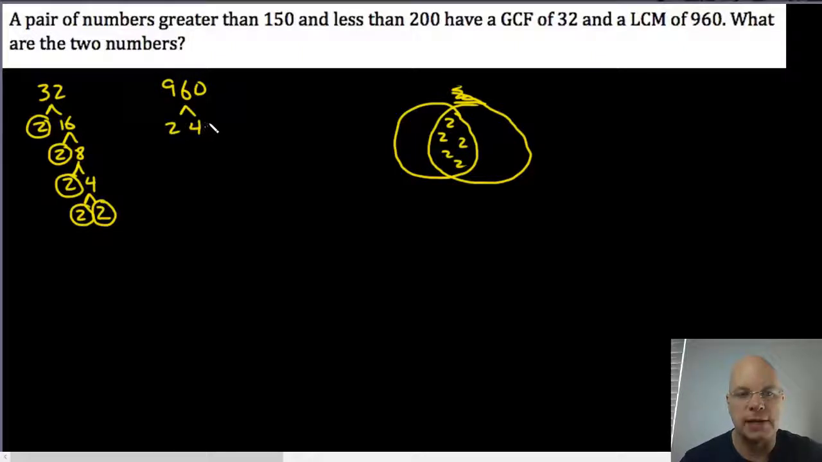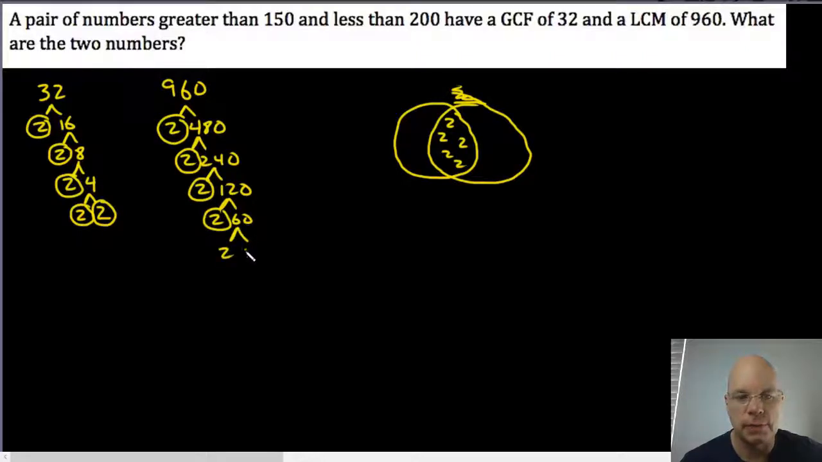960 is 2 times 480. 480 is 2 times 240. 240 is 2 multiplied by 120. 120 is 2 times 60. 60 is 2 times 30. 30 is 2 times 15. And 15 is 3 times 5.